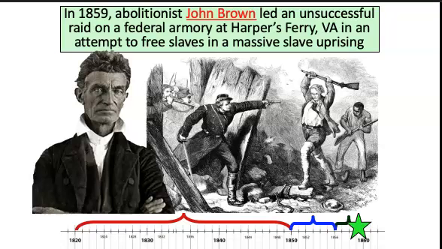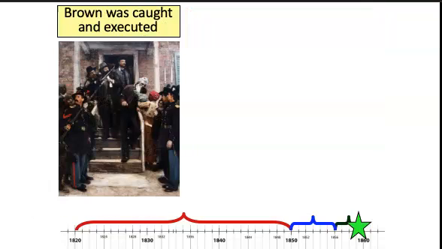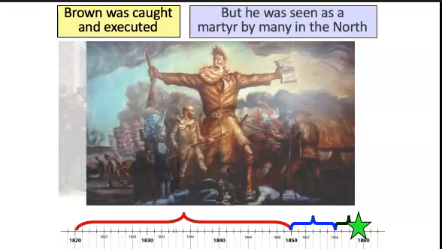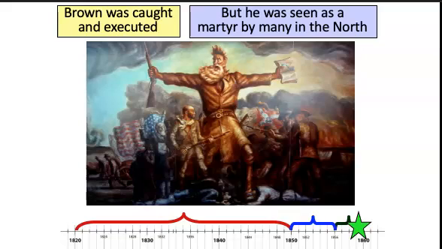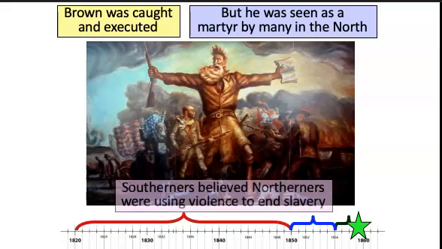Unfortunately, his plan doesn't go so well, and he as well as most of his other collaborators are captured. Many of them are killed. Now, in this entire thing, Brown not only is caught, but he's eventually executed, and he's hanged by the neck until dead, very famously. But Brown, in his death and in his execution, becomes incredibly important. In the North, he's seen by many as a martyr to the cause. However, in the South, he's seen as the epitome of Northerners wanting to use violence to end slavery.